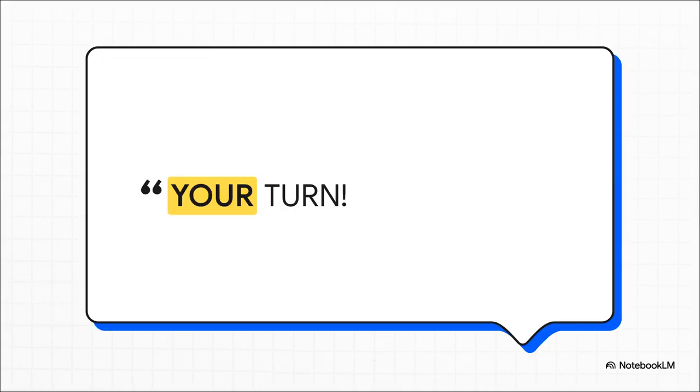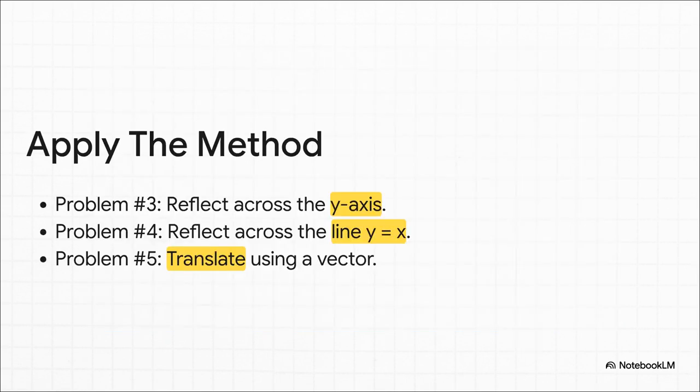All right, you've seen how it's done, you get the idea. Now it's time for you to put that knowledge into action. It's your turn. So, take a look at problems 3, 4, and 5 on your quiz sheet. They use the same method, just with slightly different rules. For number 3, reflecting across the y-axis, the rule is (x, y) becomes (-x, y). For number 4, across the line y = x, they just swap places, so (x, y) becomes (y, x). Just find the rule, apply it, and you are going to nail every single one.